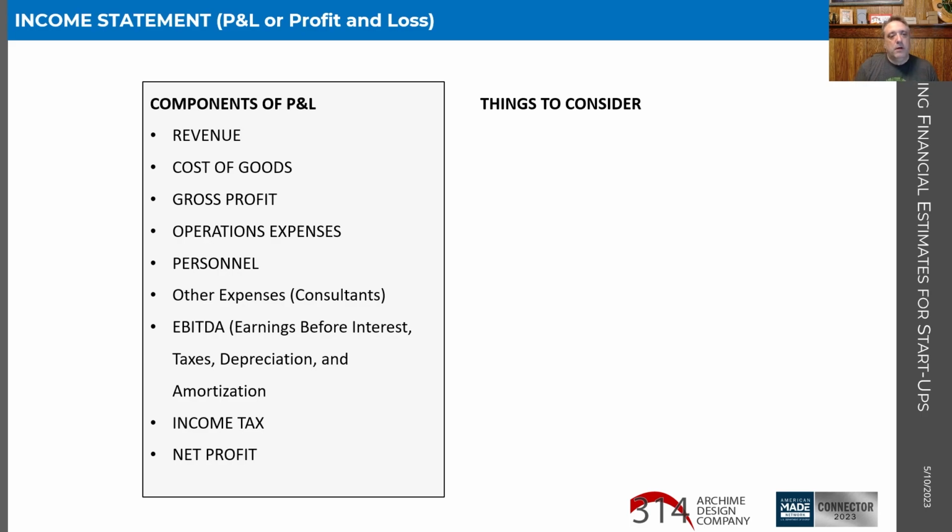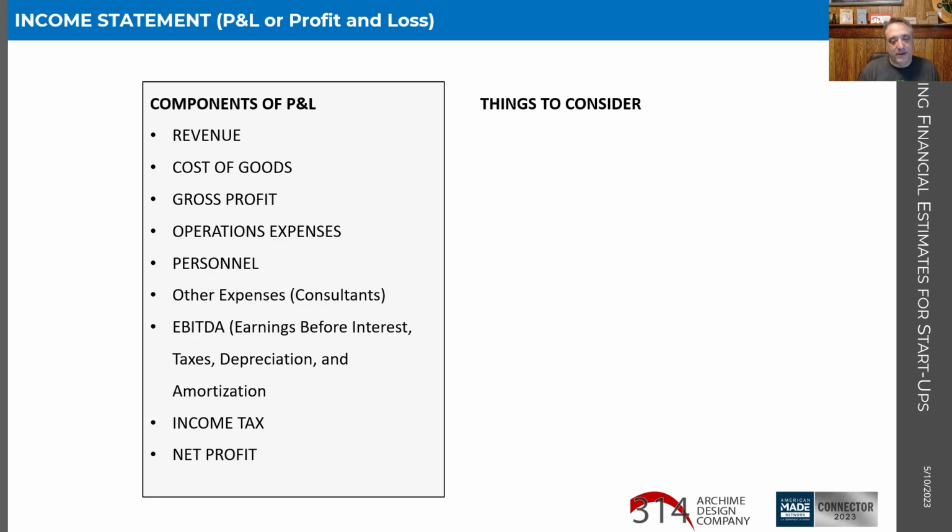So after those things, there's gross profit. Gross profit is your profit after your revenues and costs for that thing. And then you have your operational expenses. Personnel is under operational expenses. The other expenses, such as consultants. And then after that, gross profit minus those things, that's where you get into what you'll hear as EBITDA. You probably hear EBITDA all the time. Earnings before interest, taxes, depreciation, and amortization. It's a lot to say.